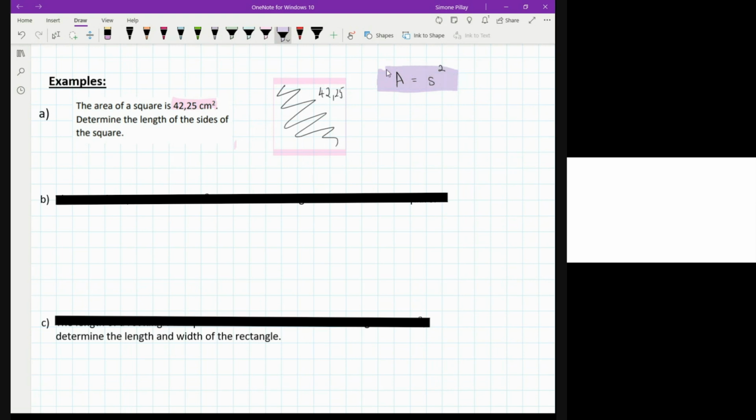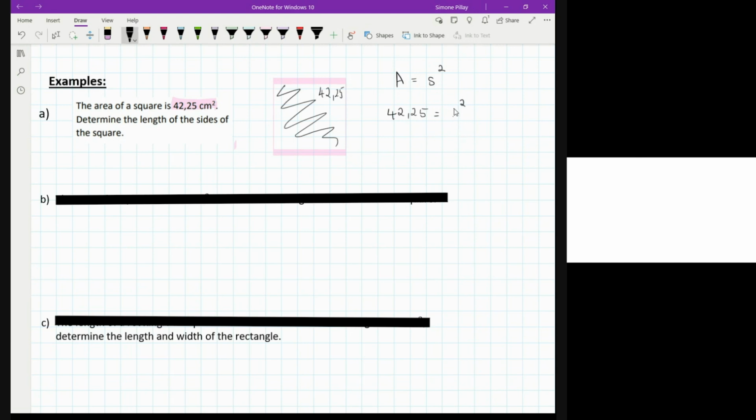You can always solve for an unknown in an equation if you have any other information. So whenever you have an equation and there is an unknown, you can always solve for it if that is the only unknown in the equation. And right now, I know they've told me what my area is. So my only unknown is the length of my sides. So I'm going to plug what they've given me, 42.25, into my formula. I now have that 42.25 is equal to my side squared.